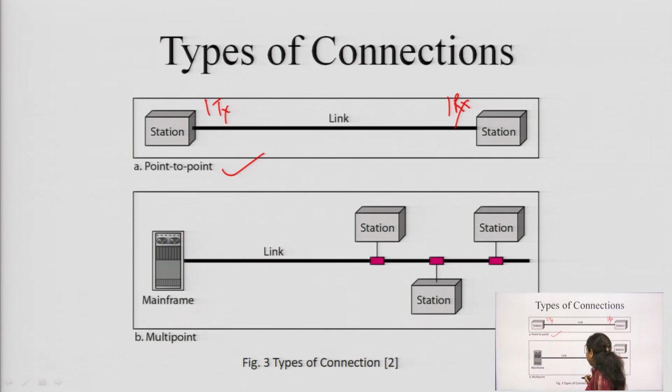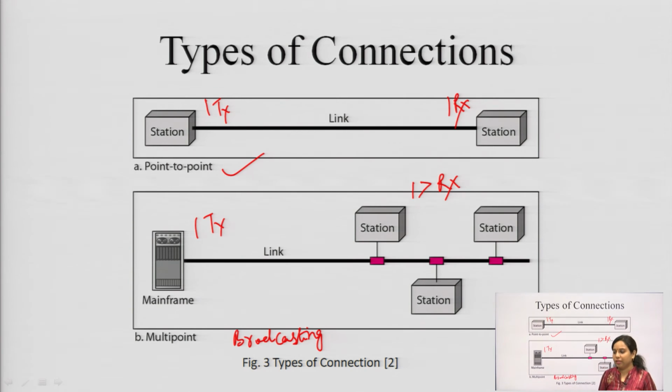In case of multipoint, there is more than one receiver, greater than one receivers, and only one transmitter. So, this is a case for broadcasting also. In case of broadcasting, there is more than one receiver. So, these 2 are the types of connections that are set up for proper communication.